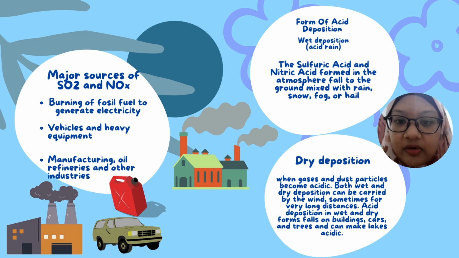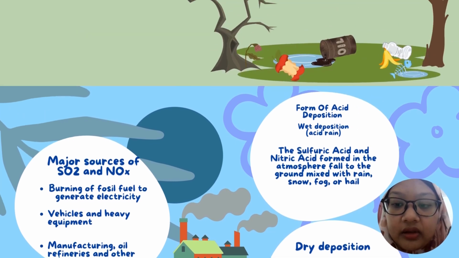So there are two forms of acid deposition, the wet deposition and the dry deposition. For the wet deposition, the sulfuric acid and nitric acid formed in the atmosphere fall to the ground mixed with rain, snow, fog or hail. For the dry deposition, gases and dust particles become acidic. Both wet and dry deposition can be carried by the wind, sometimes for a very long distance. Acid deposition in wet and dry forms falls on buildings, cars and trees and can make lakes become acidic.